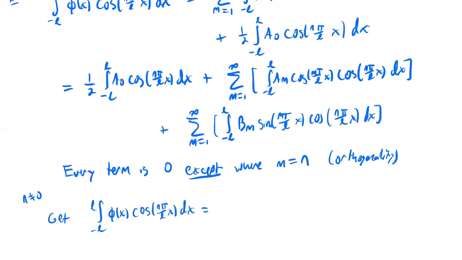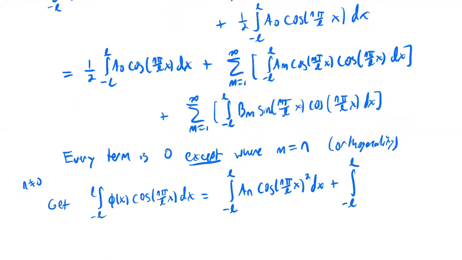Well, it's only equal to the terms when n is equal to n, so I get the integral from minus L to L of an times cosine of n pi over L x squared dx. And then I have the cosine and sine term, so plus the integral from minus L to L of bm sine of m pi over L x times cosine of n pi over L x dx. Sorry, that should have been an n.